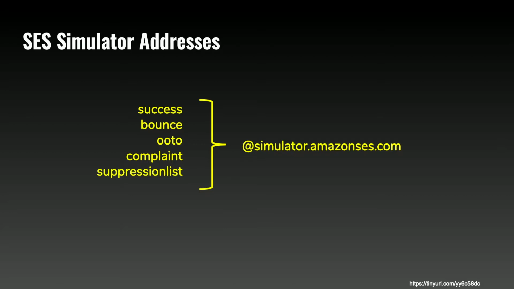And then a complaint simulates if someone marks something as spam from their inbox. And if that happens, you should remove those people from your emails list as well. And suppression list. So Amazon has its own suppression list. If they notice, like if someone marks it as a complaint, or if it's a hard bounce, they have their own suppression list. So if you try to email them again, Amazon's going to say, hey, we've suppressed it. And you can also add people to Amazon's suppression list as well.